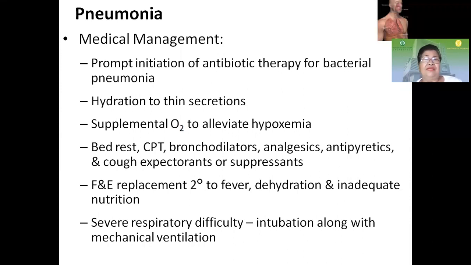Suppressants is given only on patients with dry, irritating cough. But usually pagka pneumonia na and bacterial, it is a productive cough. Kaya bibigay natin mucolytic expectorant. Na kaya nga pagka may ubo kayo, siguro naman lahat tayo nagkaubo na, no? Okay, so anong mga ininom nga natin? Mucosolvan, Ambroxol, Flemex, acetylcysteine, or Mucomyst, okay?